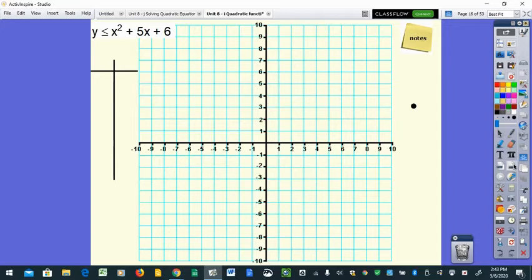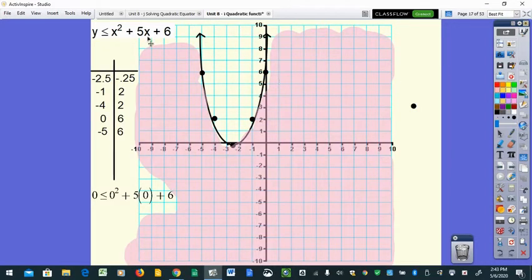Okay, now that you're back, what I'm going to do this time is put up the answer here and talk it through, if you don't mind. So let's start with our vertex. You would have taken -5 divided by 2 times 1. -5 divided by 2 is -2.5.